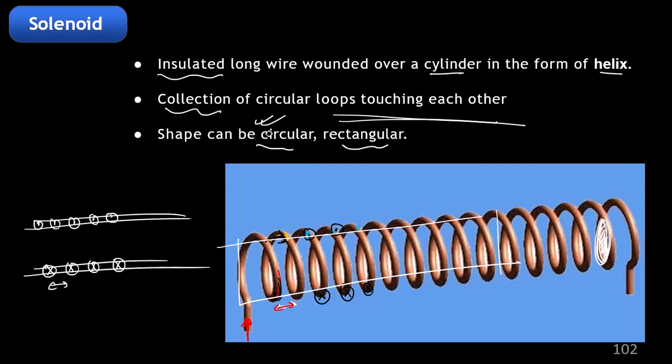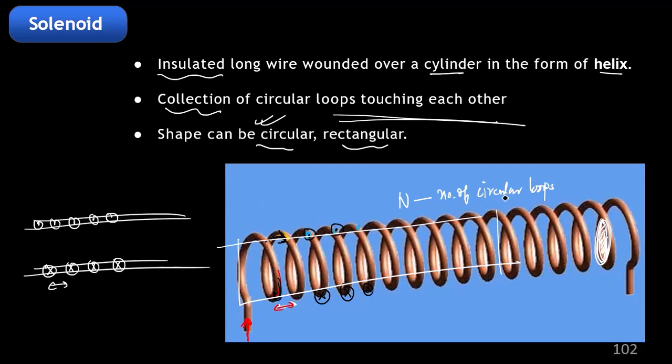I have already calculated the magnetic field strength due to the circular coil, the circular loop. Now I want to generalize that for the solenoid. The solenoid is basically a collection of n number of circular loops. If I say the number of turns is n, it is nothing but n number of circular loops, and these circular loops are placed very close to each other.